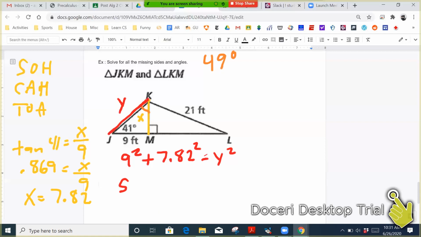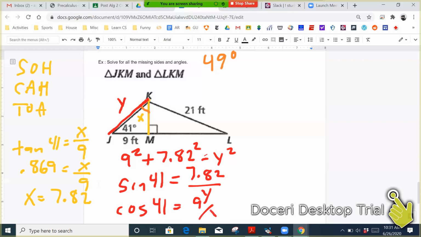Another way we could do it, a separate way, would be using sine. Since sine is opposite over hypotenuse, you could do x, which you know is 7.82, over y. Or you could also do cosine of 41 is equal to 9 over y. Either of these methods will work. 1, 2, or 3 are all different ways of doing it. I'm going to do the last way just to give us practice with cosine.